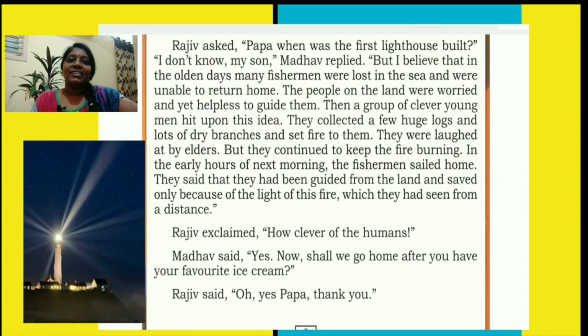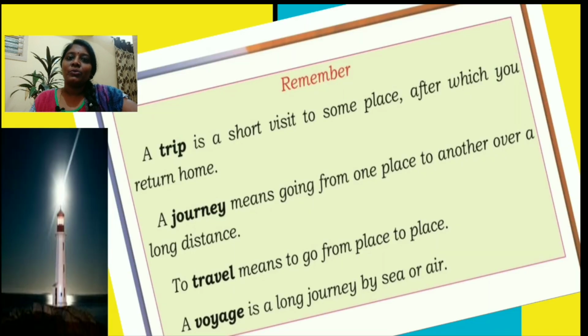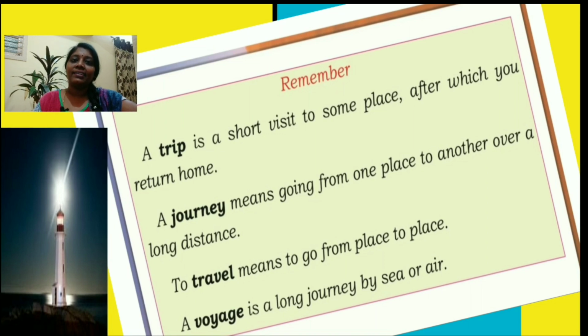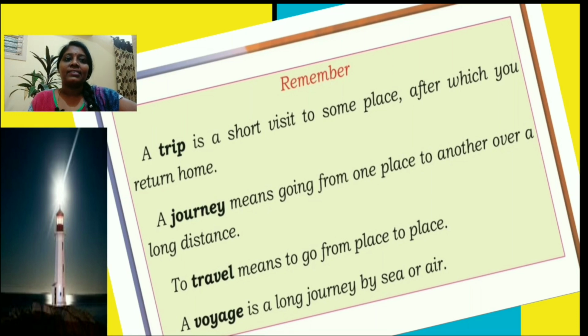So this is all about the lesson. Hope you understood the lesson well. So what we are going to do next is, here are some words: trip, journey, travel, voyage. Why these words are given? Because they are similar. Sometimes we get confused with the words and we use them very wrong. So trip is a short visit to some place. It is a very short term visit to some places, and after that we return home. A journey is a going from one place to another over a long distance.